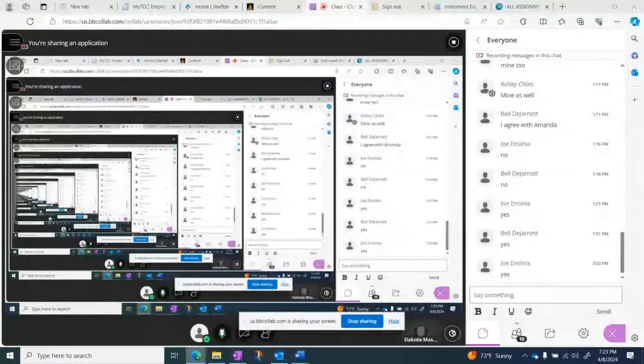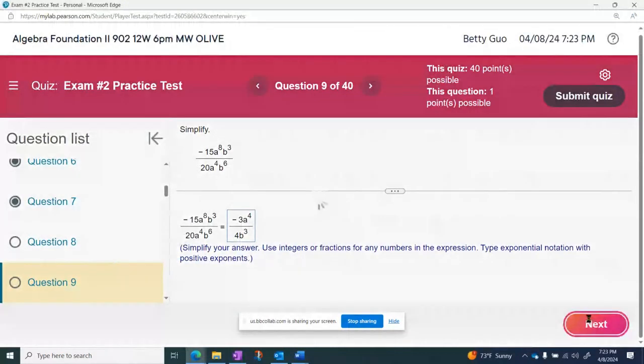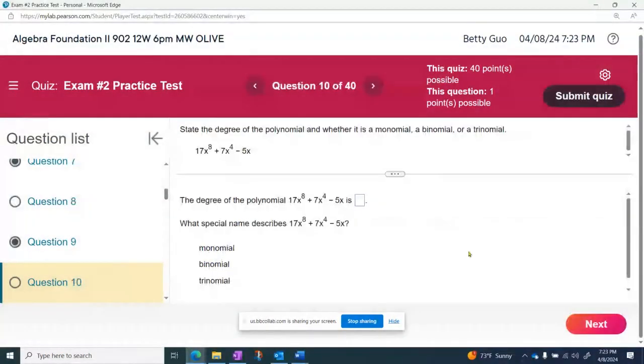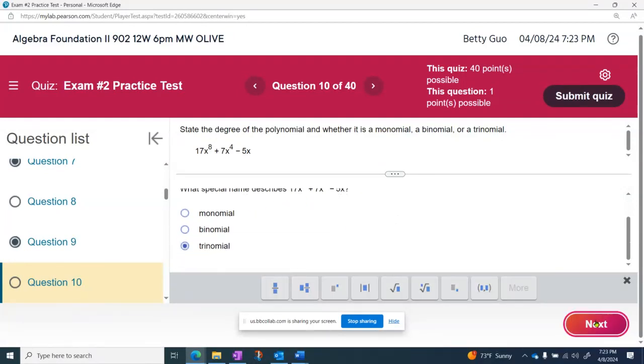Awesome. And you mentioned mainly chapter 3. This is chapter 5, sorry. Next, still chapter 5. State the degree. The degree of the polynomial is 8, the biggest exponent. What special name describes this polynomial? It's a trinomial because it has 3 terms. That's so simple.